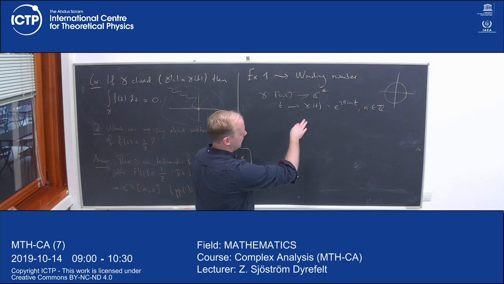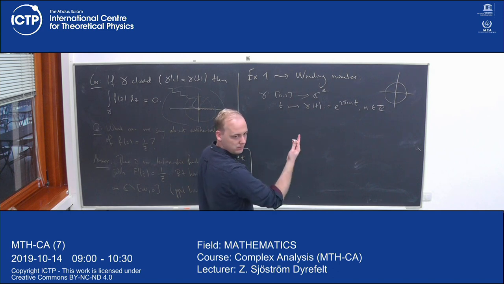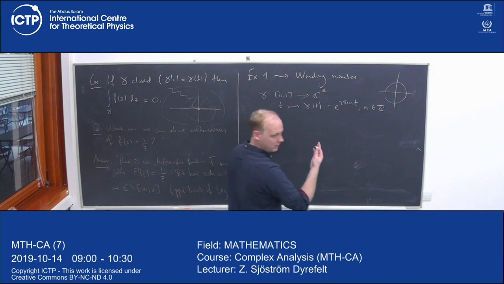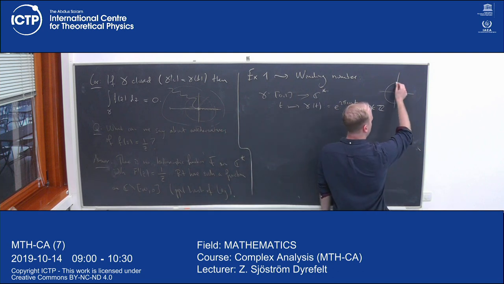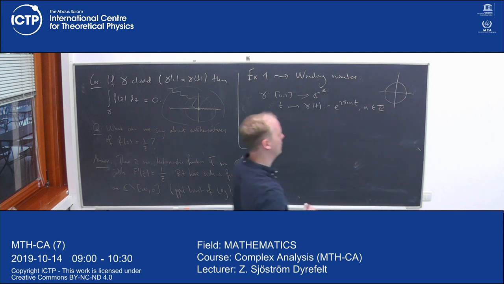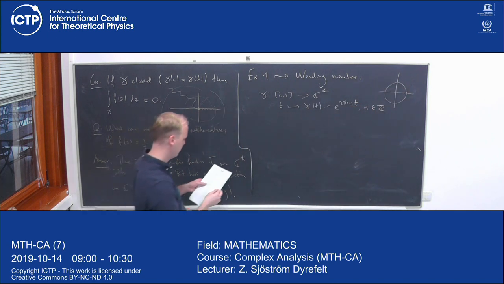But what would happen if I took n equals 2? Then it would go around once more. And if I take n equals 3, it would go around 3 times. If it's n equals 4, it would go around 4 times, and so forth.